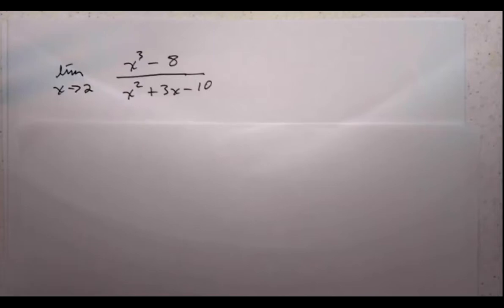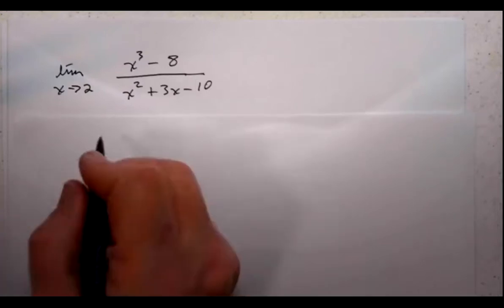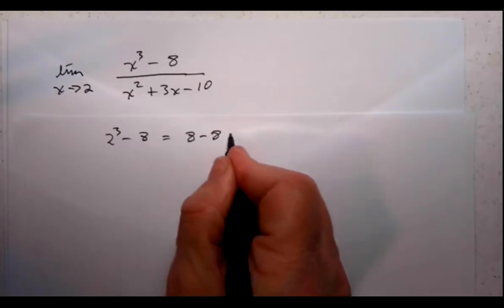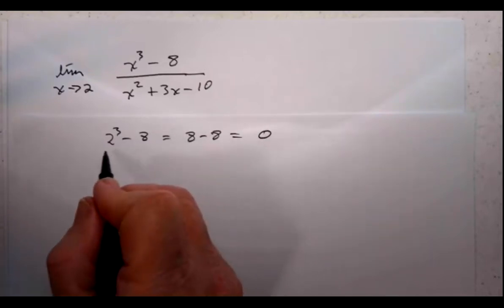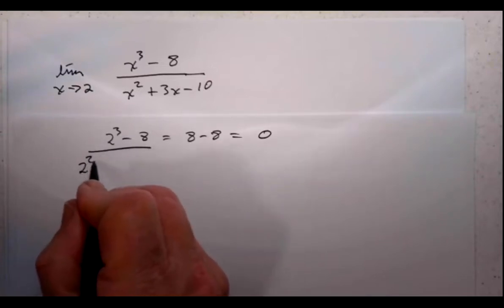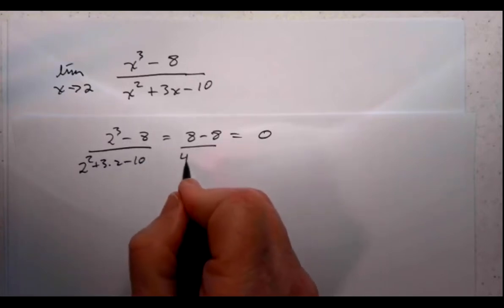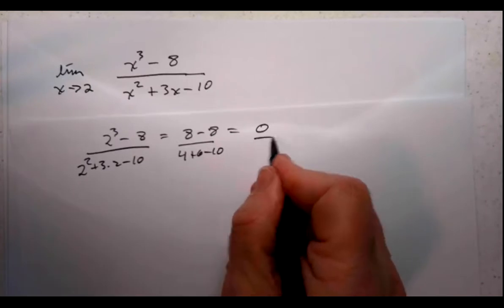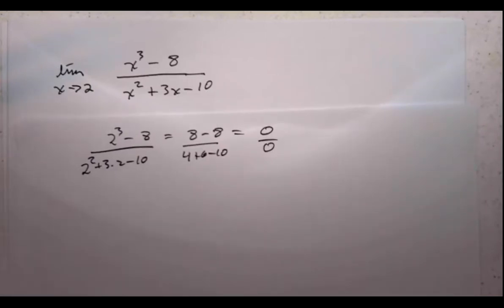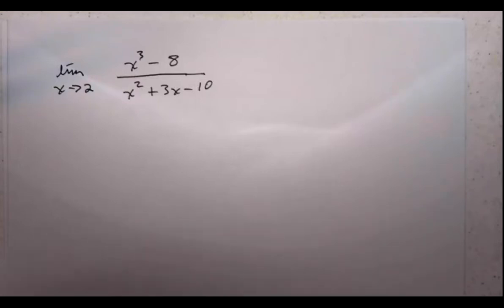If I plug 2 in for x, what do I get? 2 cubed minus 8 upstairs, 8 minus 8, 0 upstairs. If I plug in 2 downstairs, what do I get? 2 squared plus 3 times 2 minus 10. 4 plus 6 minus 10, 0. So if I have a 0 over 0 case, then I have a chance to be able to factor this. So that's what we're going to try to do, and we'll see if something divides out.